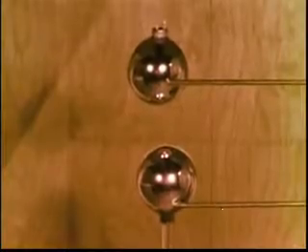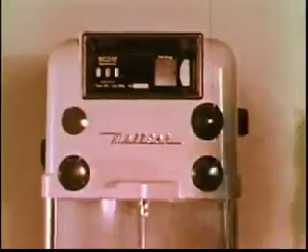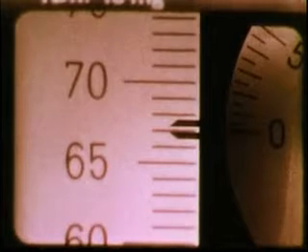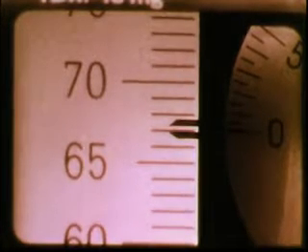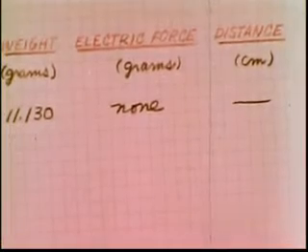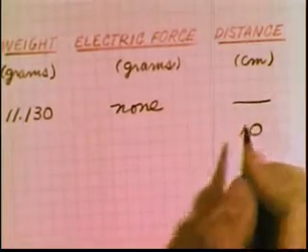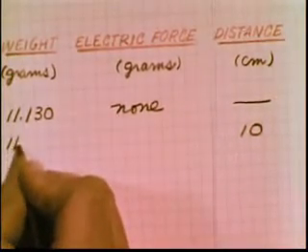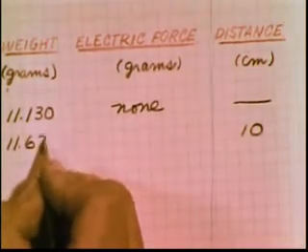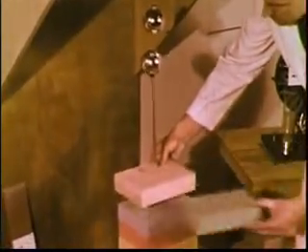Now we'll make sure the spheres are fully charged. The balance now reads 0.671 grams on the fractional scale, or a total of 11.671 grams, which is higher than the readings for the uncharged spheres. We'll record the reading for each distance between the spheres. At 10 centimeters, 11.671 grams. Now, by removing one block, we'll increase the distance between the spheres to 15 centimeters.